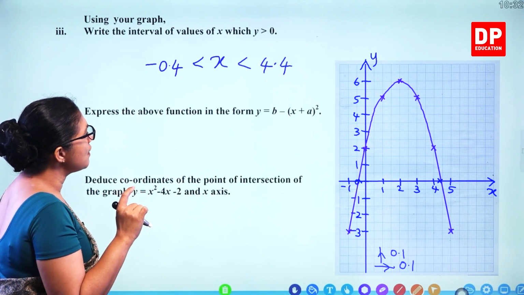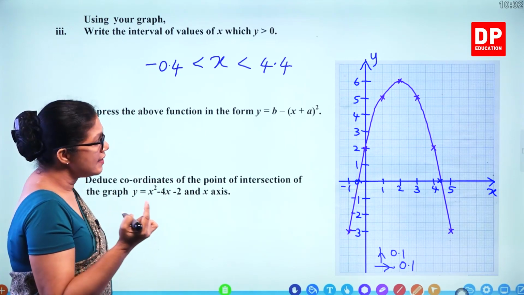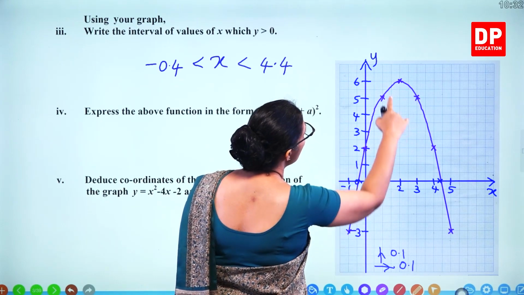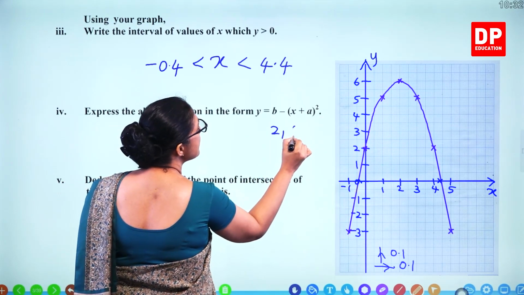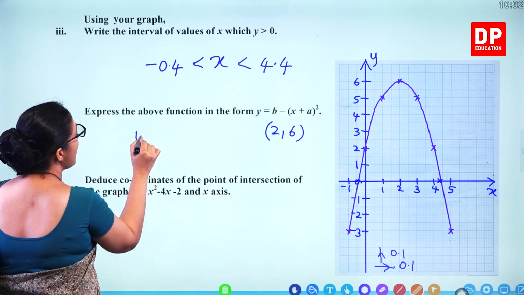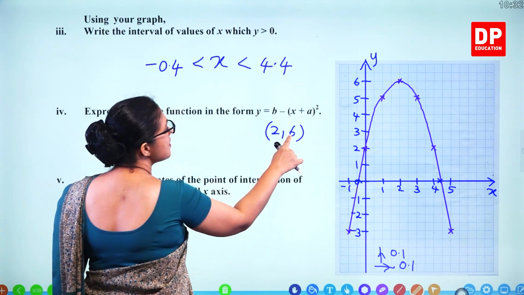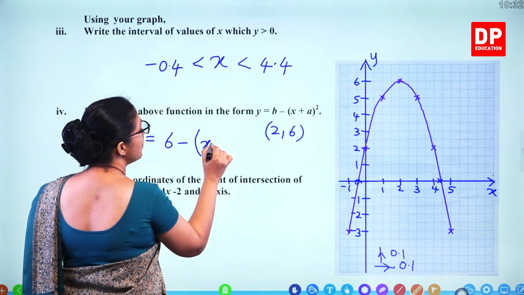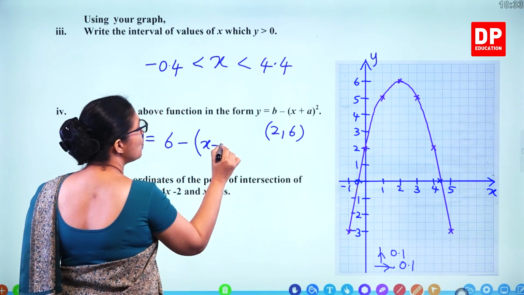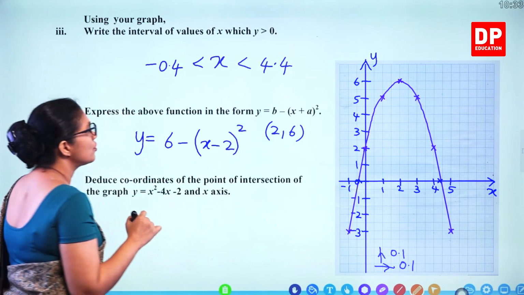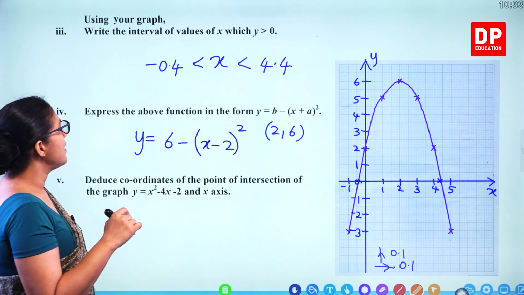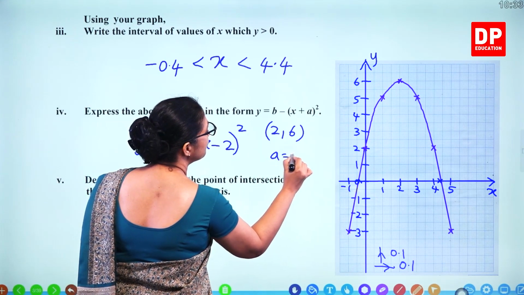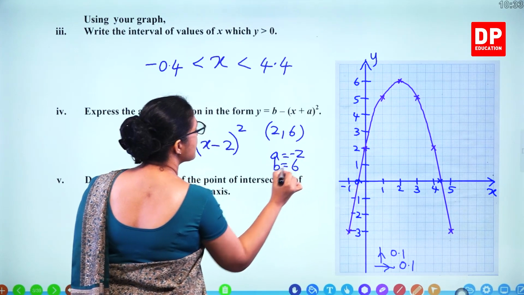Express the above function in the form of this. So you can easily do it with the maximum point. That's the vertex. Vertex point is 2 and 6. So 2 and 6 means you can write y equals 6 is the b value, then x, and here you can write minus 2. So x minus 2 squared, and then here 6. a is equal to minus 2 and b is equal to plus 6.